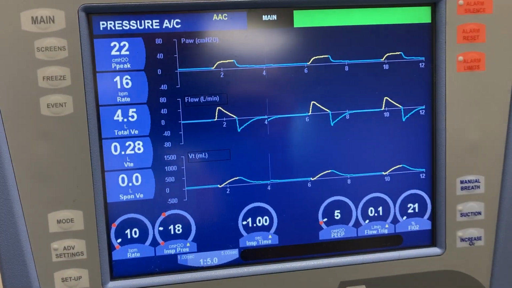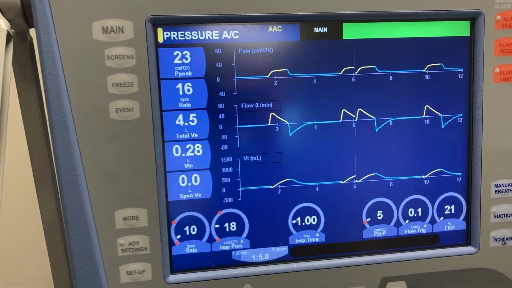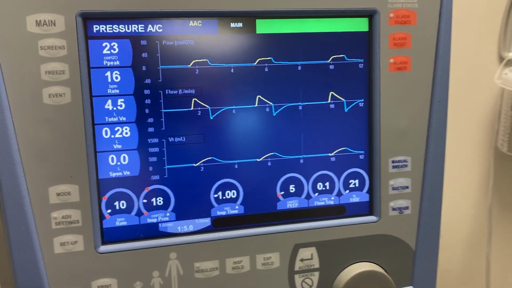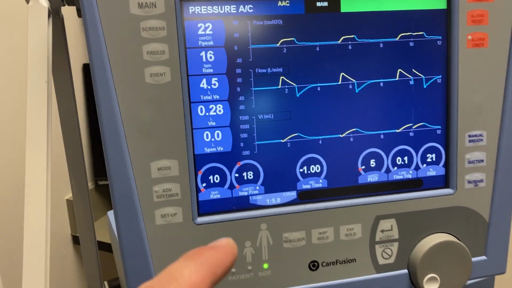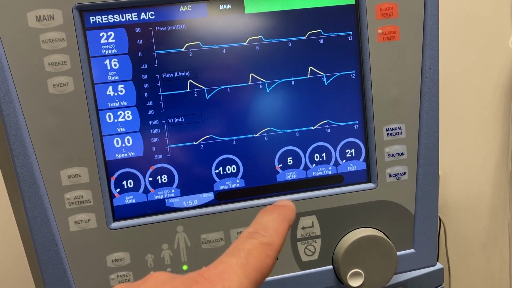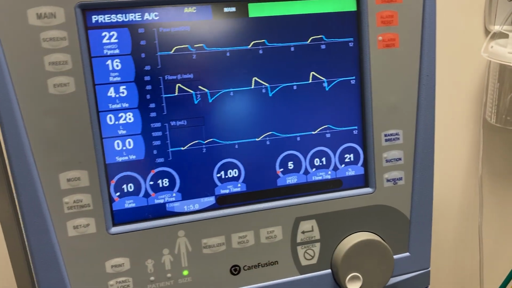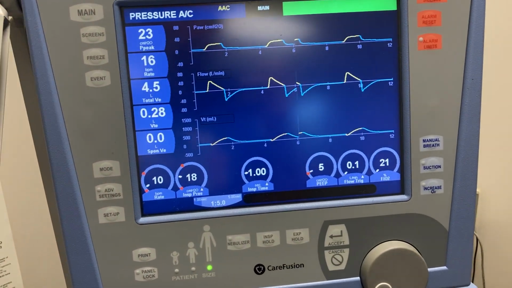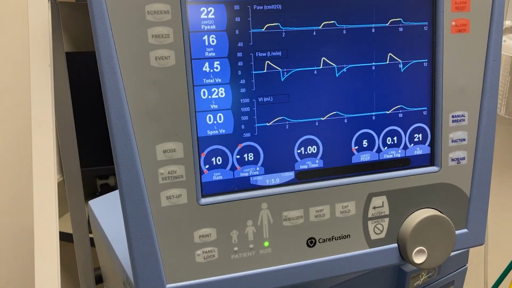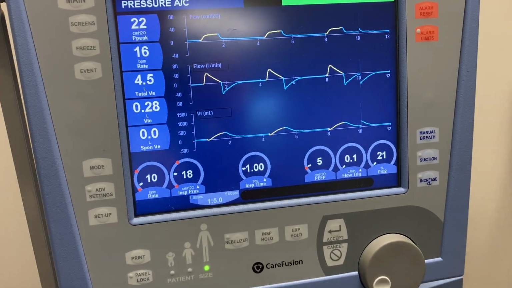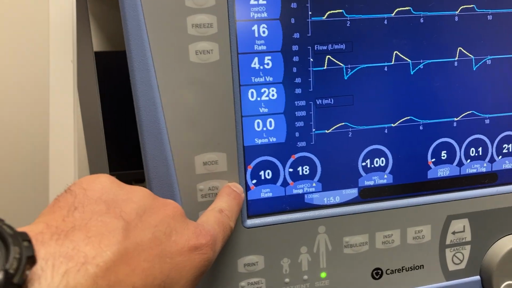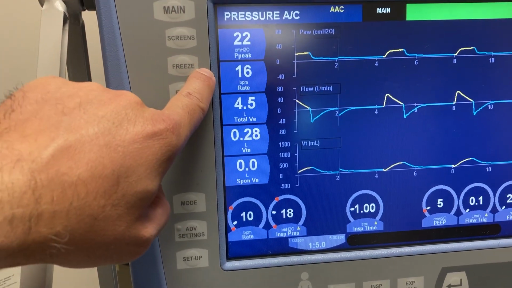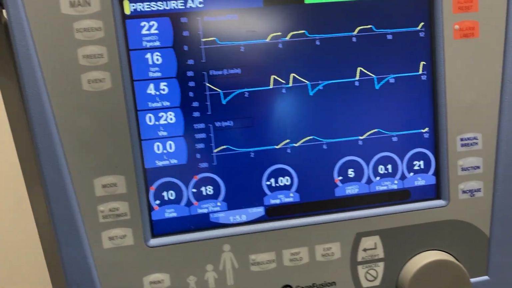All right, I come into a patient's room and I see that I'm in assist control, pressure control. I see that I've got a set rate of 10, inspiratory pressure 18, I time of 1, PEEP of 5. My flow trigger is there at 0.1 and FiO2 21%. I happen to look at not only the color of those ventilator graphics, but I also see that my set rate is 10 and my total rate is 16.